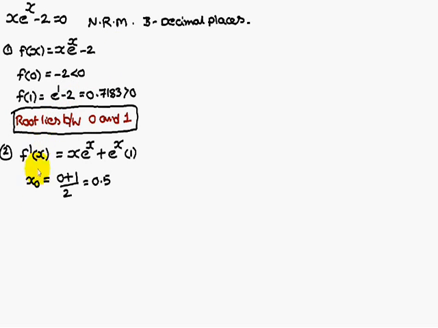So we have to find out x0 also. Why? Because the formula for the Newton-Raphson method is x1 is equal to x0 minus f of x0 by f dash of x0. So how will you find out x0? Means the root lies between 0 and 1. So you take the average of these two numbers, that is 0.5. Therefore, x0 is 0.5. Okay.